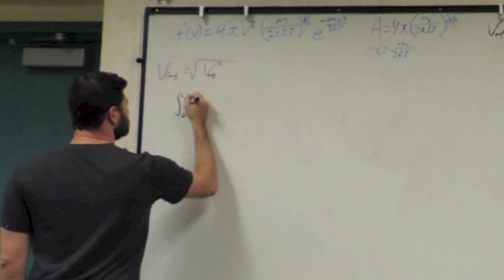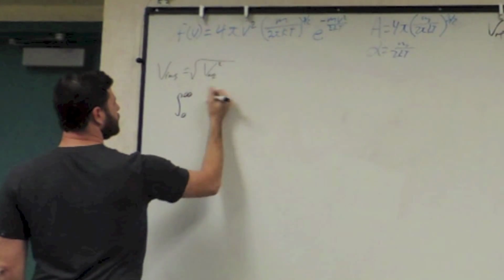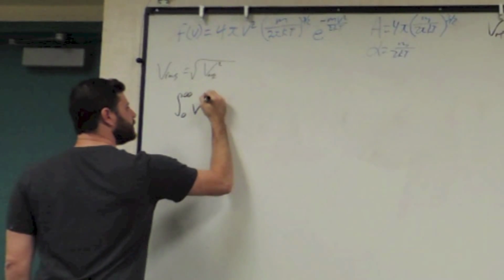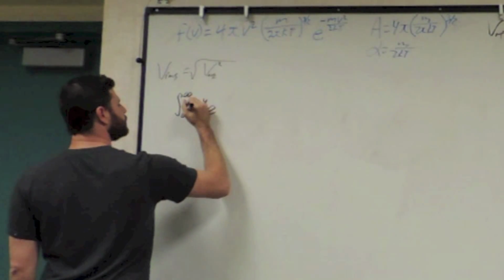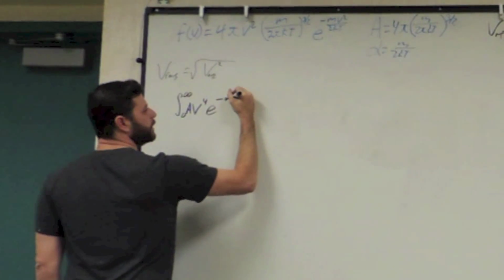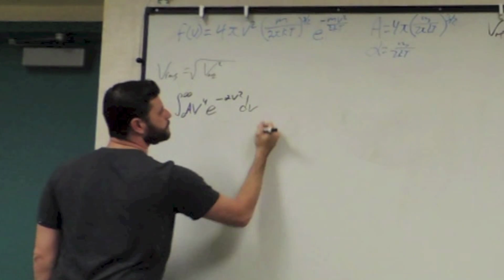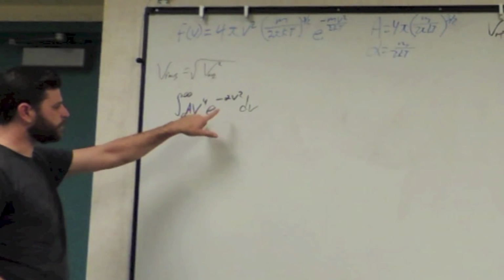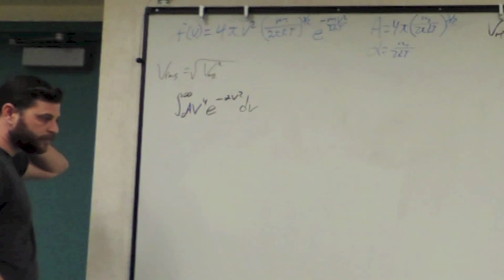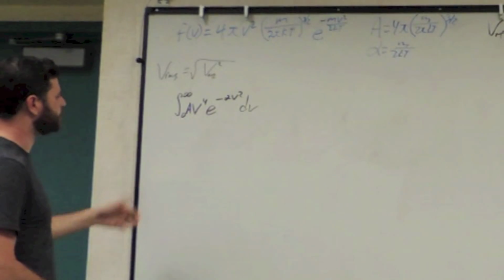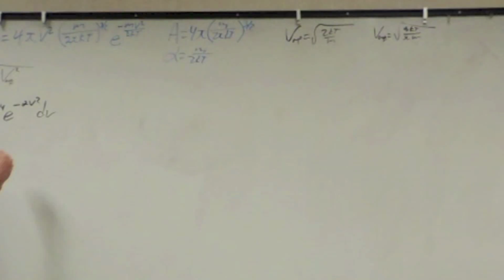So your integration from 0 to infinity, the V squared, when you put it in, you end up with V to the fourth E to the negative alpha V squared dV. And so we know when we run into a problem with how we integrate this in our Cartesian format, it actually won't work out. There's nothing we can do, so we actually have to kind of play around with it.